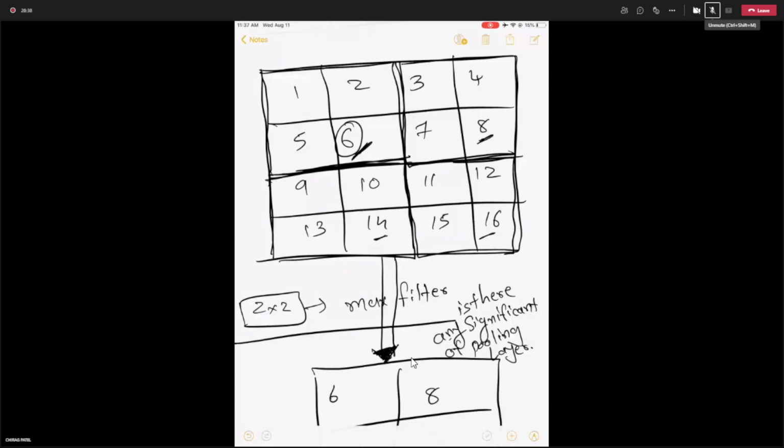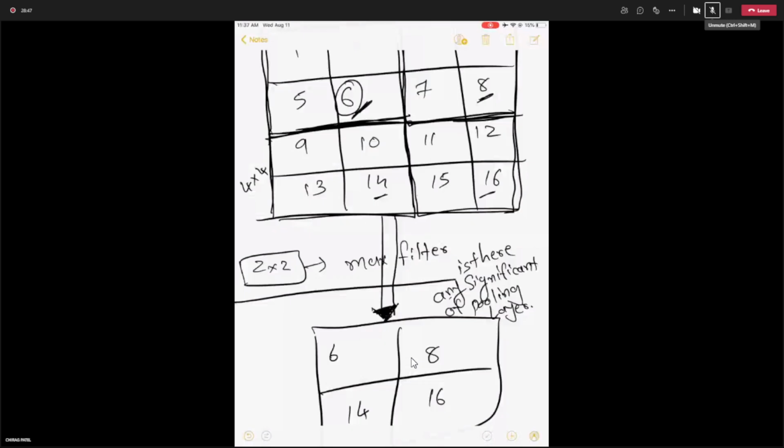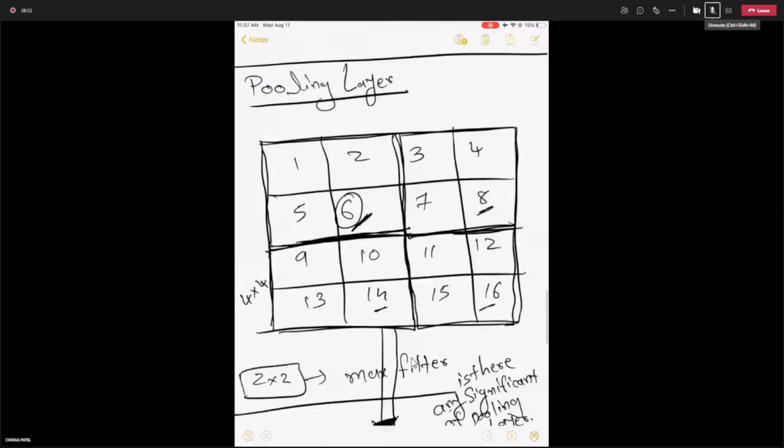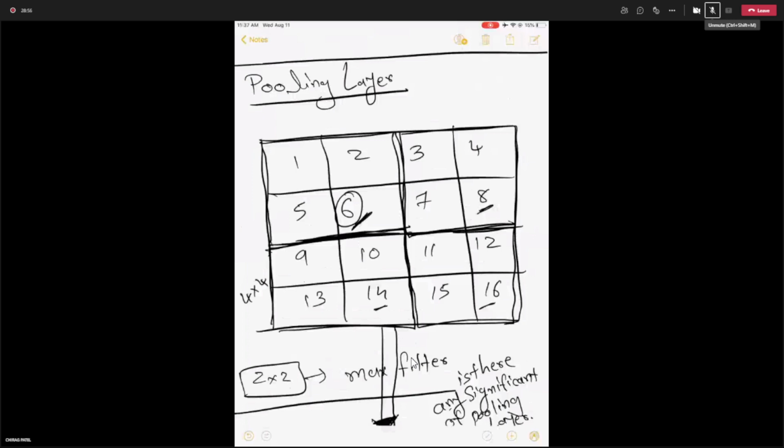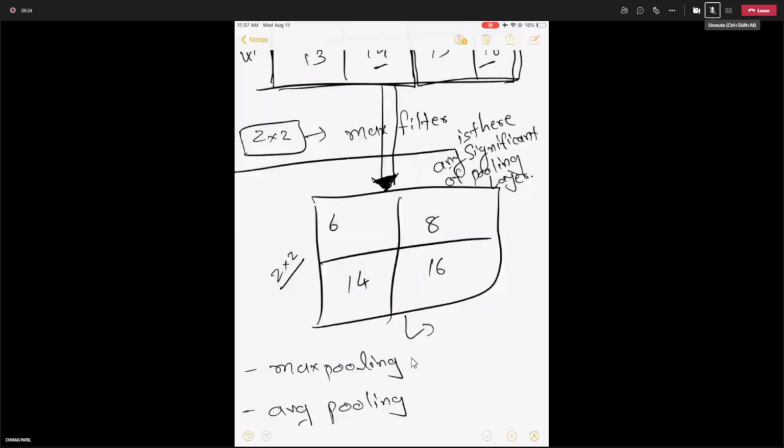So you are reducing your matrix size from 4 cross 4 to 2 cross 2, and you are grabbing the important information. One fundamental concept: whenever you are downsampling, from 4 cross 4 you are reducing your size to 2 cross 2, because this is your output of the convolution layer, and this is your output of the max pooling layer. So the person who said crystal image was correct. We are extracting important information, but you are reducing your size from 4 cross 4 to 2 cross 2.